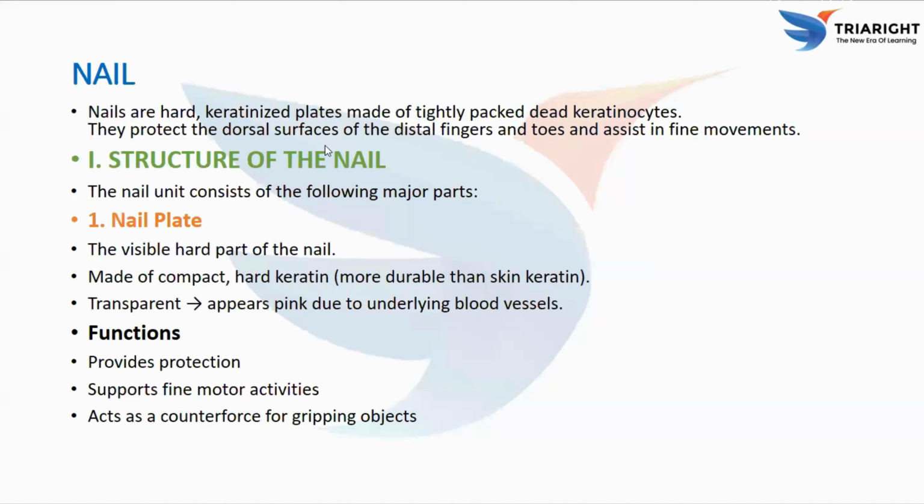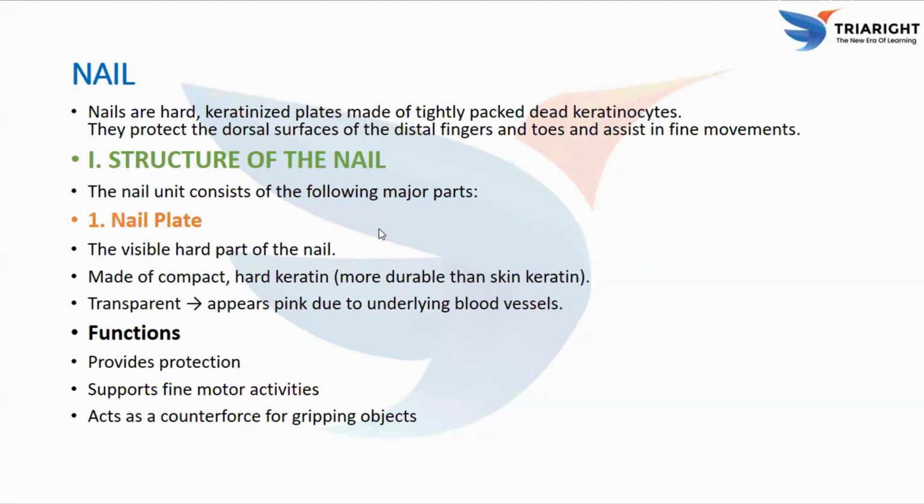So what are nails? Nails are hard keratinized plates. They are formed by tightly packed keratinocytes. So what are keratinocytes? The skin cells that produce the keratin. They cover the dorsal surfaces of the distal fingers and also the toes. They play an important role in protection and also fine movements. Now, what is the structure of the nail?